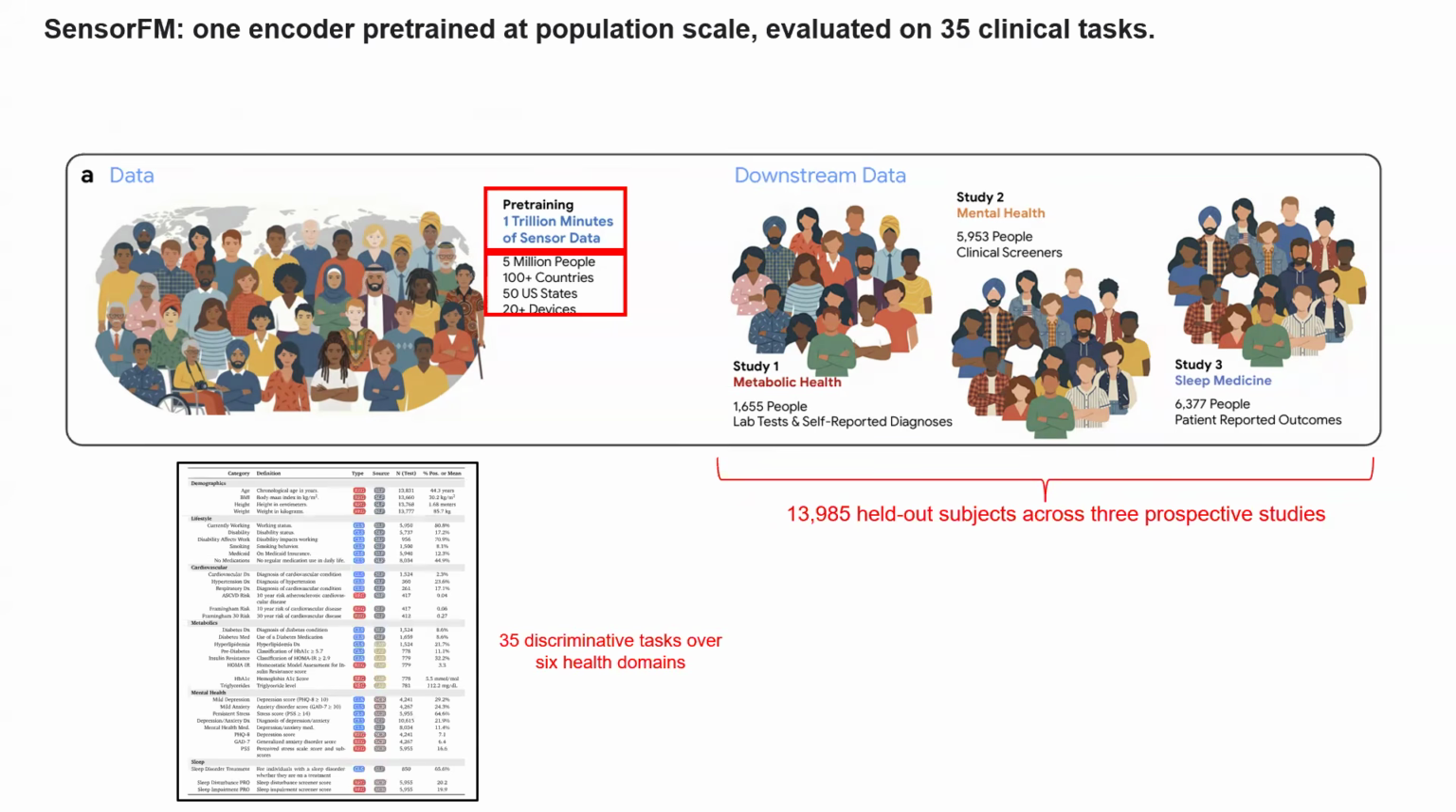So we have 35 discriminative tasks that will be used to evaluate the performance of SensorFM. These are demographics, lifestyle, cardiovascular, metabolic, mental health, and sleep.